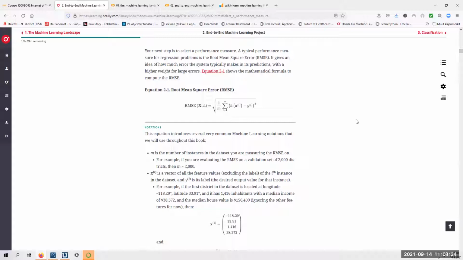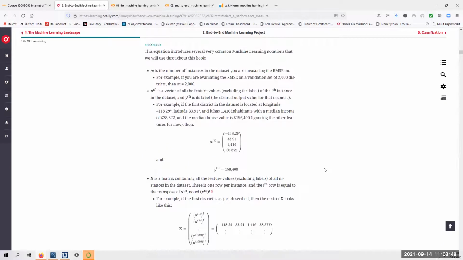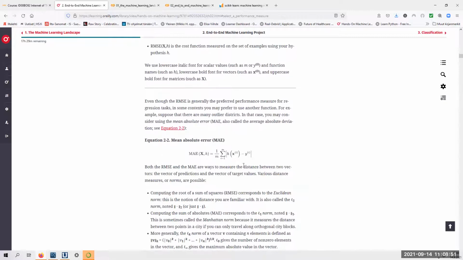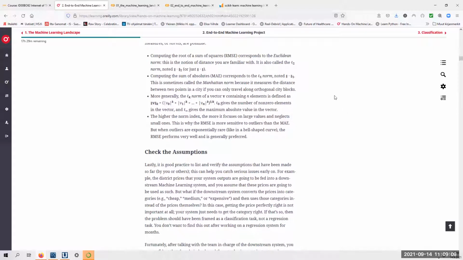So another goodness value or error value would be the absolute value, which doesn't require the squaring, which is hard computationally. This just takes the absolute value. The error is always positive and sums the absolute values. So-called Manhattan norm, I didn't know that one.